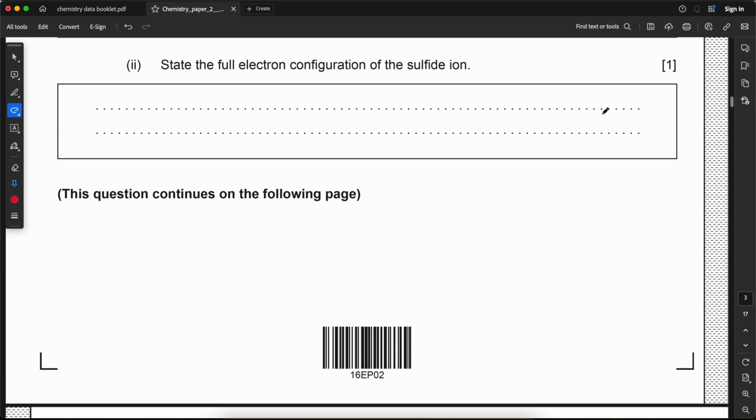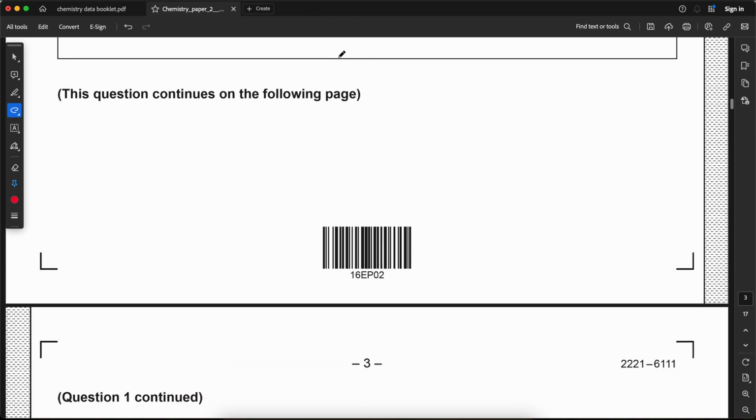State the full electron configuration of the sulfide ion. Sulfur with electron number 16 because proton number is 16, and sulfur comes from group 6 that is able to add 2 electrons, so the charge is -2. Elements from group 6 have -2 charge, so the electron number becomes 18. So now the electron configuration becomes 1s2, 2s2, 2p6, 3s2, and 3p6.